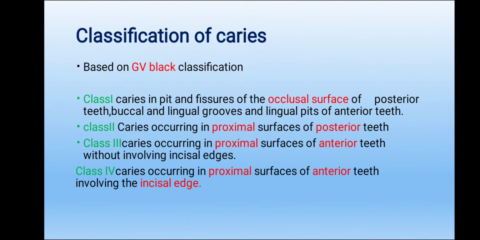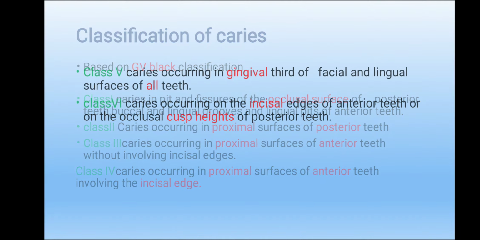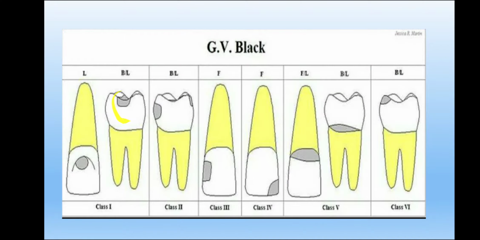Classification of caries. According to G.V. Black, caries are classified into 6 categories. Class 1 caries are seen in patent fissures of the occlusal surface of the posterior teeth, buccal and lingual grooves, and lingual pits of the anterior teeth, as seen in this diagram. Occlusal surface, patent fissures, occlusal surface of posterior and lingual surface of the anterior teeth.